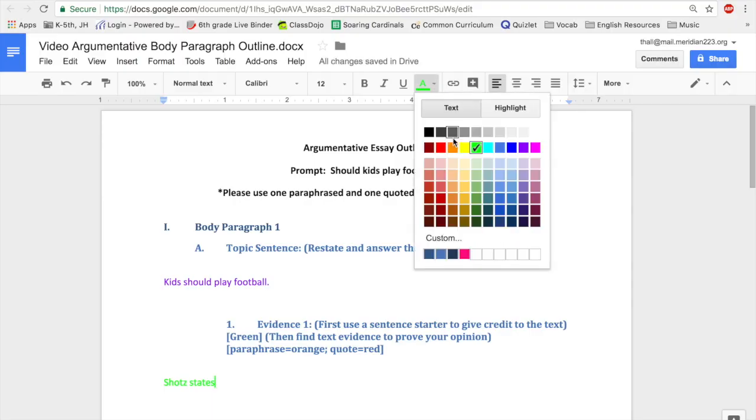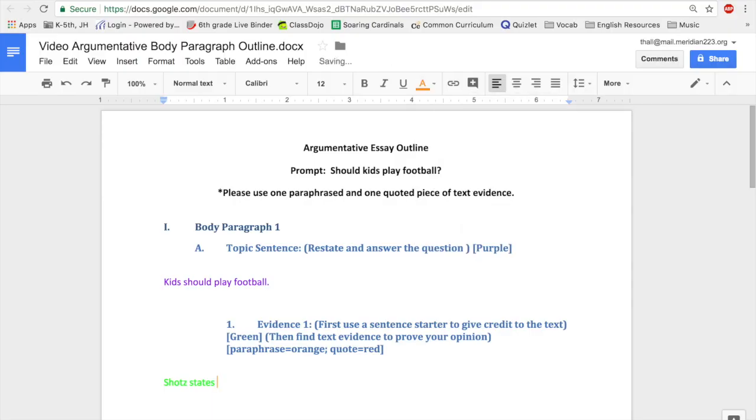Now I'm ready to put that section into my own words. Now remember, when I'm doing this, I can't change the author's ideas. I need to keep the same ideas, but I'm just going to word it so it sounds like my own words. So I'm going to say something like, Schatz states that football is the center of most communities. It gives people in the towns something to look forward to on Friday nights.